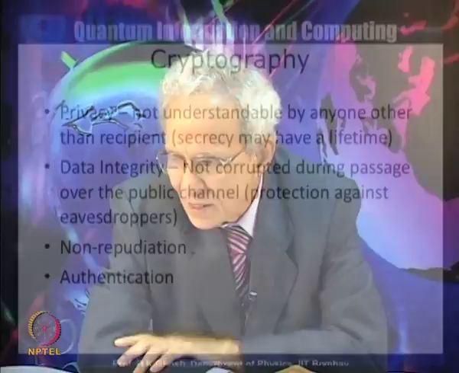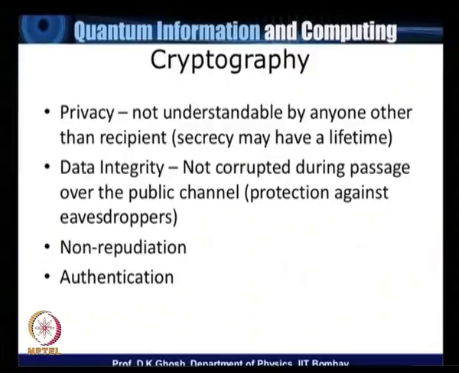So, let us look at what the elements of cryptography are. What do we want from the subject of cryptography? There are 4 or 5 challenging things about cryptography. First is privacy. That is, whatever you are sending should not be understandable by anyone other than the recipient.